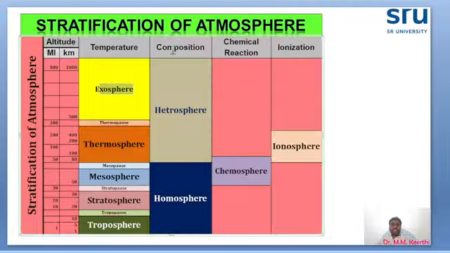And based on composition, the troposphere, stratosphere, and mesosphere have a homogeneous nature. That is why the combination of troposphere, stratosphere, and mesosphere is called the homosphere.